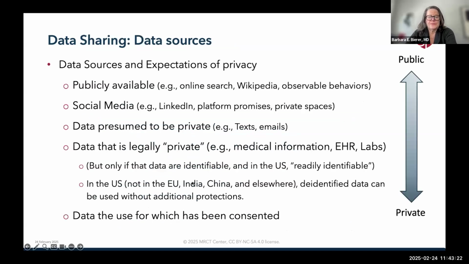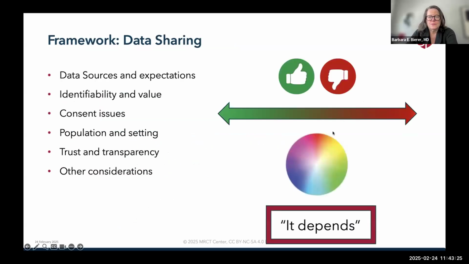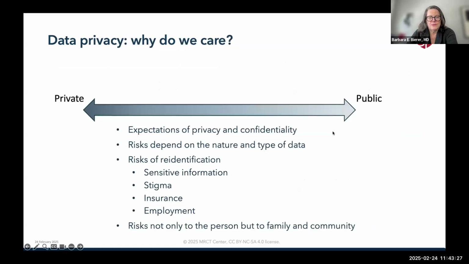And the risks are not only to the participant, but also to the family and the community. If you have a genetic predisposition to disease, it implies, even if it's not known, that there is a risk in the family as well. And some sensitive information will specifically implicate the community in a certain way.